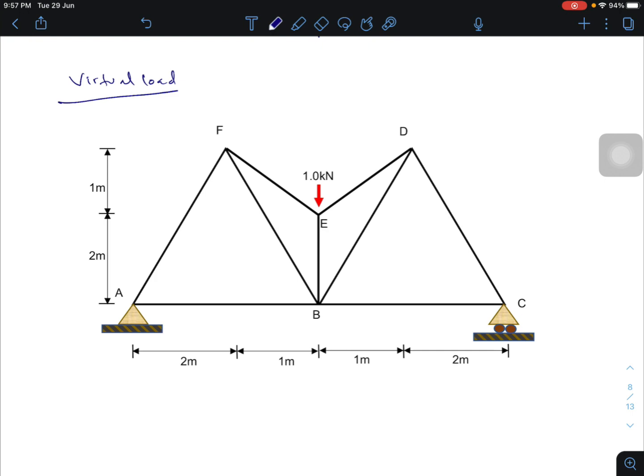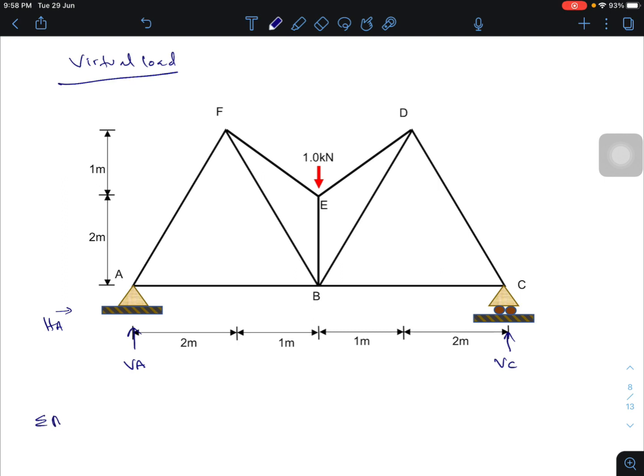So the first step is calculation of the reaction. So VA and HA, and this one is VC. So moment at A equal to 0. So equal to 1.0 times 3. This one will rotate clockwise direction to joint A. And then minus VC times 6 meter.